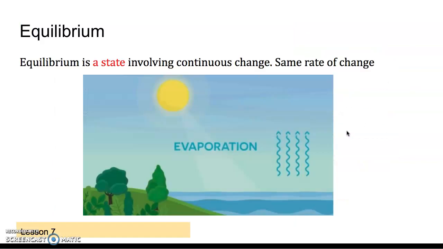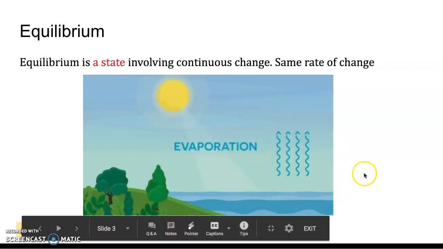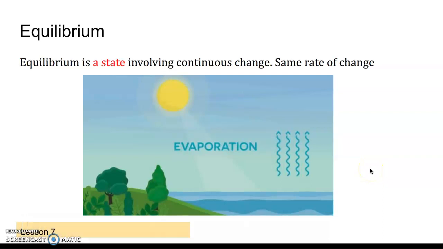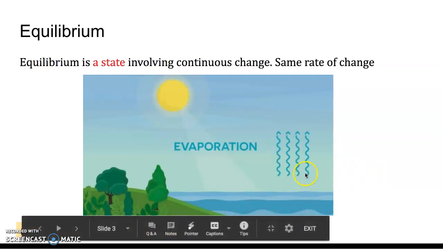So equilibrium is a state involving continuous change. Here's an example. Any body of water, we know, evaporates. But the rate that it evaporates, the rate that the water molecules are able to escape the liquid phase, is the same as the rate of the molecules coming back down. So there's an equilibrium happening here.